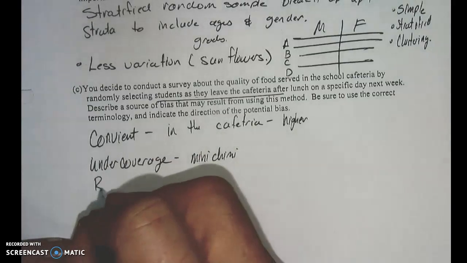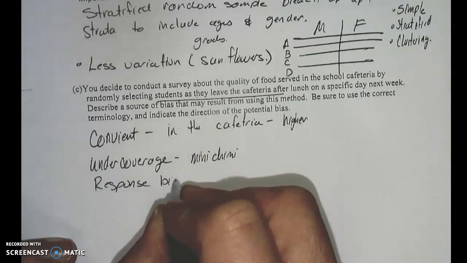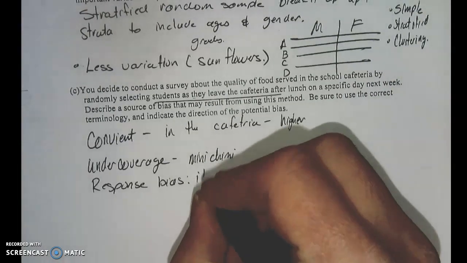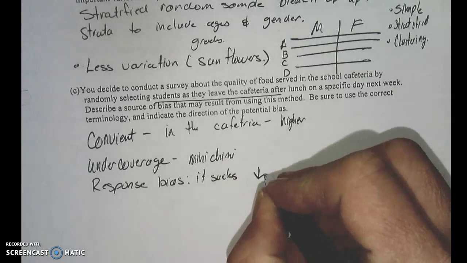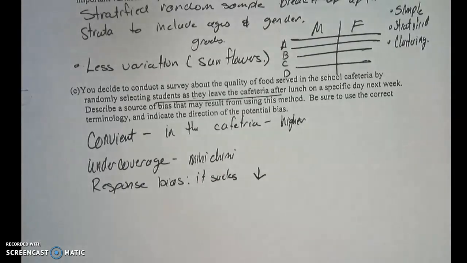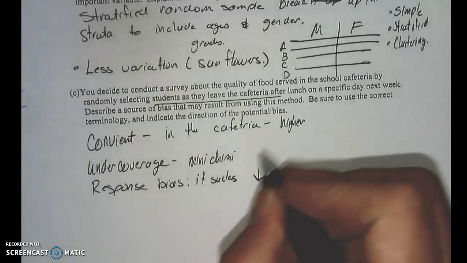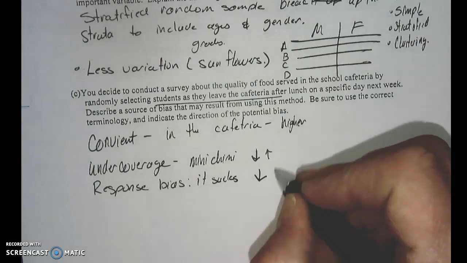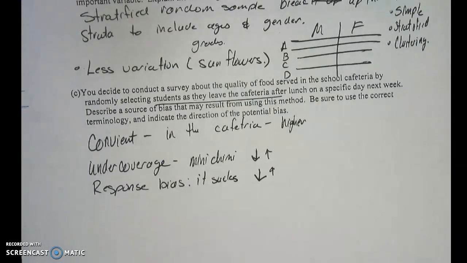And then we've got response bias. What is everybody going to say about the cafeteria food? It sucks. So that means that our data is going to be below. Undercoverage, because we're not having enough people there, we're going to have it below. Okay. So those were the main types of bias that we ran into. Now all three of them could go either up or down depending on what question we're looking at. So you've got to remember which one we're examining and how it's going to respond to that.